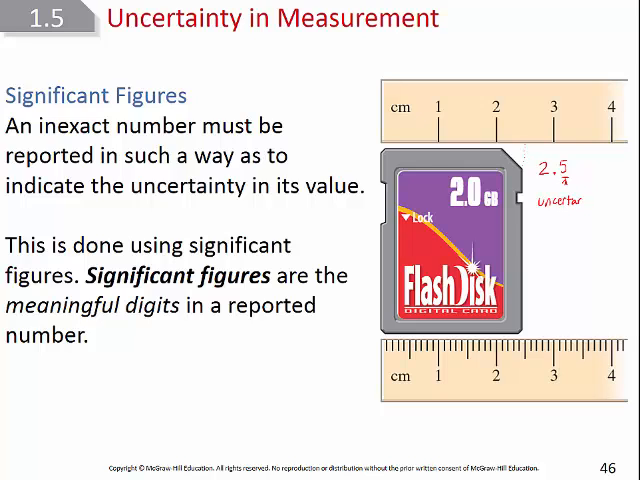Uncertain digit. Sorry, the pen's wanting to go everywhere, all over the page here. So the uncertain digit. Now here is the trick that a lot of students get confused with. They think that because this was estimated as an uncertain digit, it is not significant, and that is not true. This is still a meaningful digit. So even though it's the uncertain, the estimated digit, it is still significant.